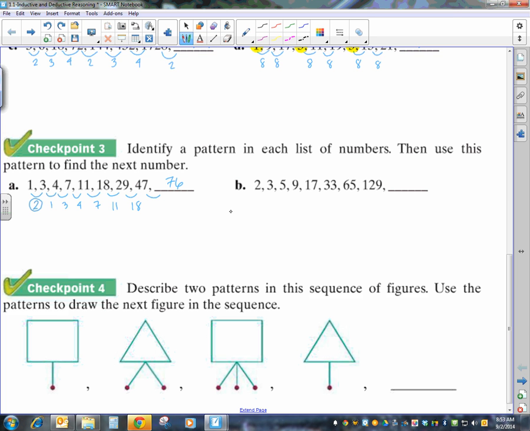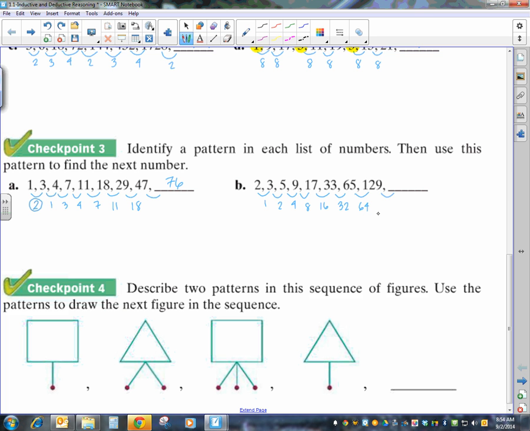All right, now let's look at this one. Again, my numbers are going to go up. So I'm looking at, let's see, I added 1. I added 2. I added 4. I added 8. I added 16. I added 32. I added 64. So what am I going to add next?